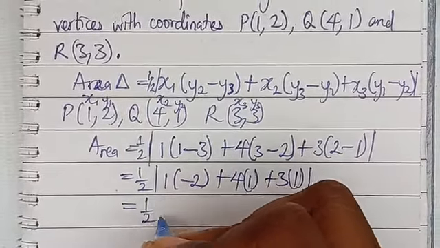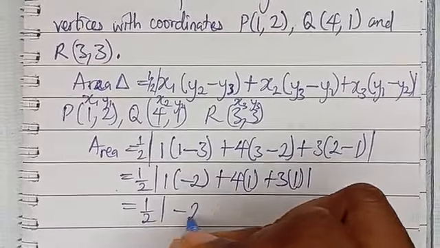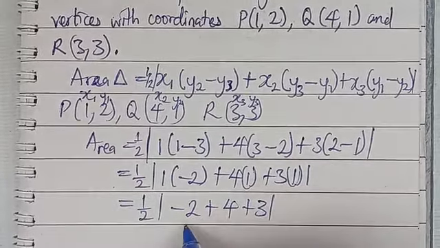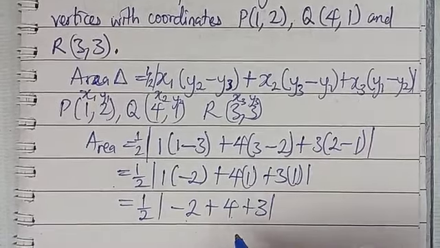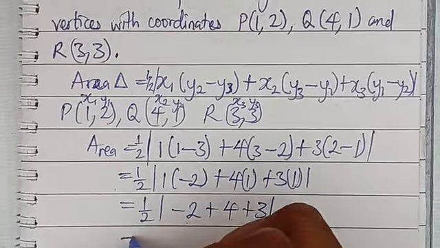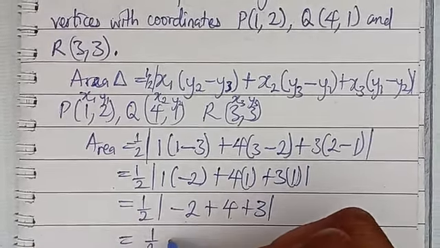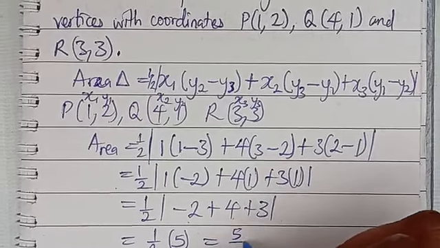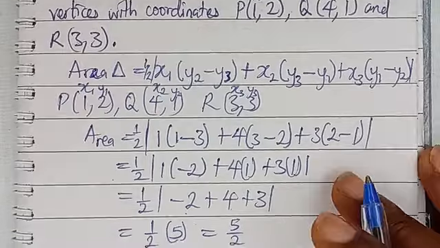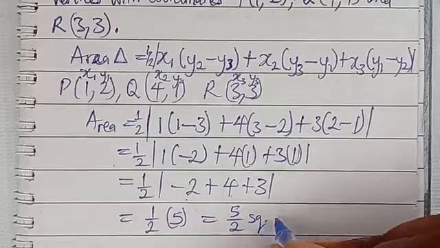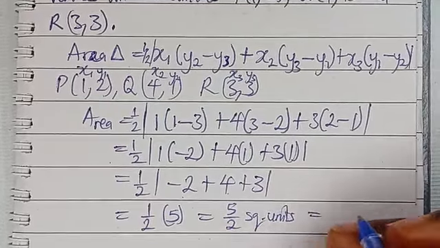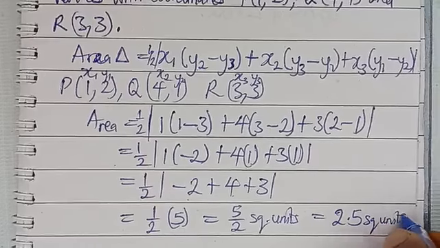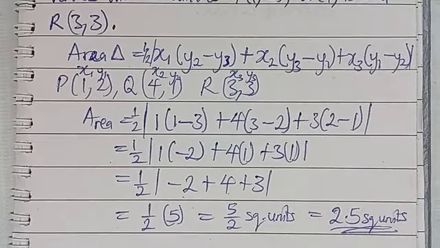Now we have half of the absolute value. 1 times minus 2 is negative 2. Plus 4 times 1 is 4. Plus 3 times 1 is 3. Now, minus 2 plus 4 is 2. 2 plus 3 is 5. So we have that the half of 5, which is 5 over 2. So we can leave it as 5 over 2. Remember, this is area, so its value is in square units. Or we can get it as 2.5 square units. Never you forget to write the units, not just units, square units, because it's area.